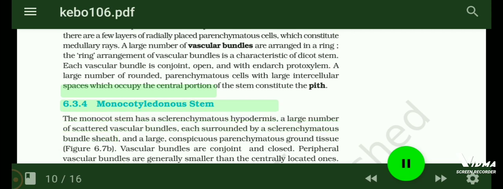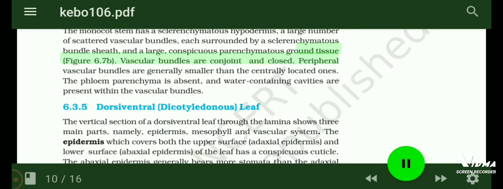6.3.4 Monocotyledonous stem. The monocot stem has a sclerenchymatous hypodermis, a large number of scattered vascular bundles, each surrounded by a sclerenchymatous bundle sheath, and a large, conspicuous parenchymatous ground tissue. Figure 6.7b. Vascular bundles are conjoint and closed. Peripheral vascular bundles are generally smaller than the centrally located ones. The phloem parenchyma is absent, and water-containing cavities are present within the vascular bundles.